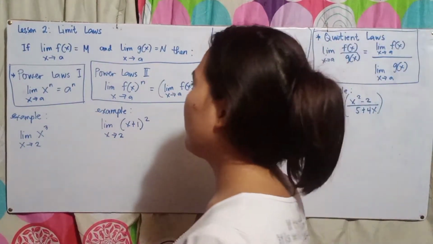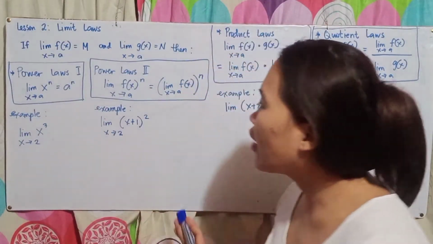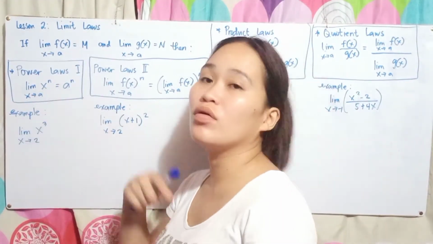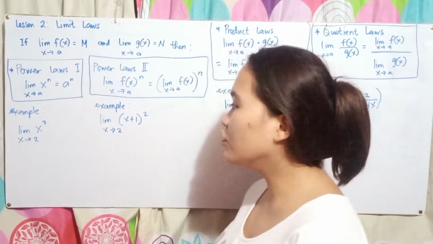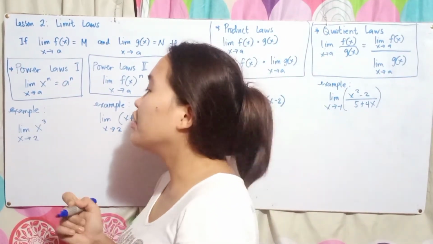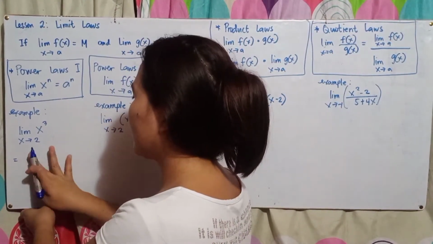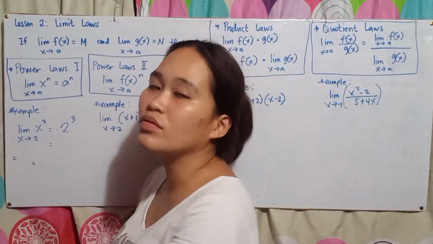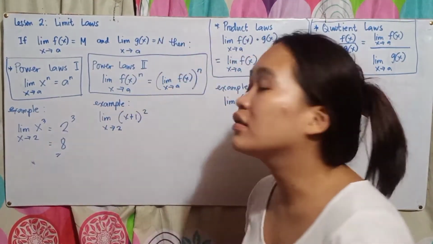Okay, next is the power law 1. The limit of x raised to the power of n as x approaches a is equal to a raised to the power of n. So, this is the law. For example, the limit of x cubed as x approaches 2. If we use the limit laws, it becomes 2 raised to the power of 3. So, 2 raised to the power of 3 is 8.